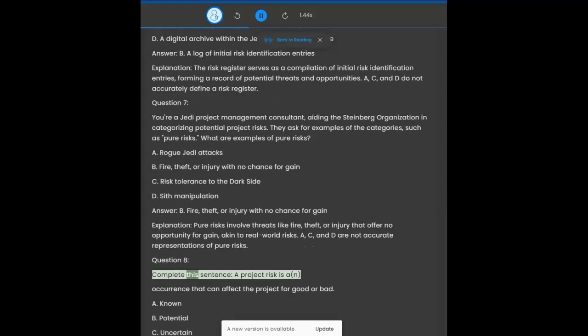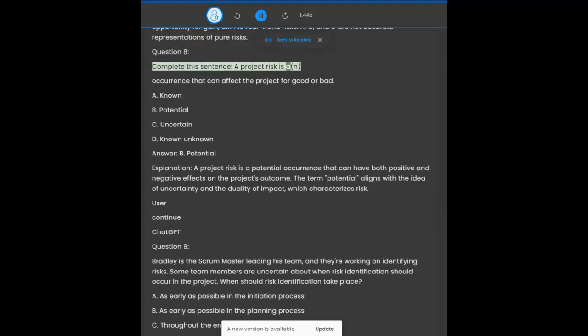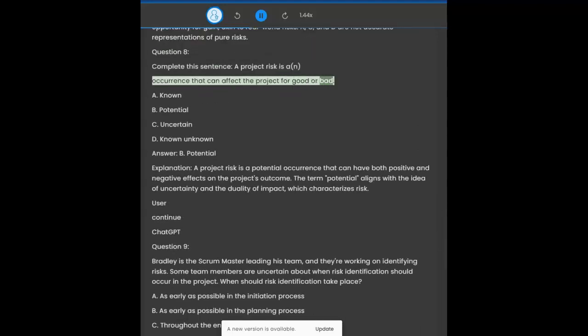Question 8. Complete this sentence. A project risk is an occurrence that can affect the project for good or bad. A. Known. B. Potential. C. Uncertain.